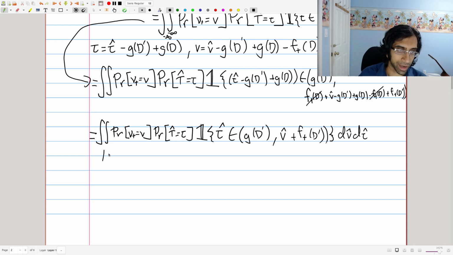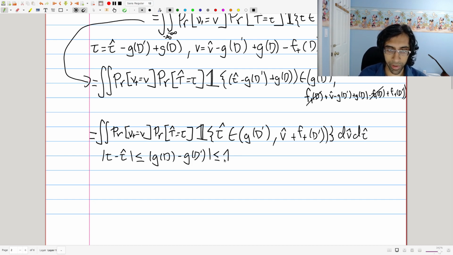So we're going to note the following. How far is tau from tau hat? Well, the distance is less than or equal to g on d minus g on d prime, and this can be upper bounded here by 1. The reason is that these are sensitivity 1 queries, so this gives an upper bound on their difference. Similarly, the difference between these is less than 1 and the difference between these is less than 1, just because they're sensitivity 1 queries. Therefore, the difference between v and v hat is less than or equal to 2.